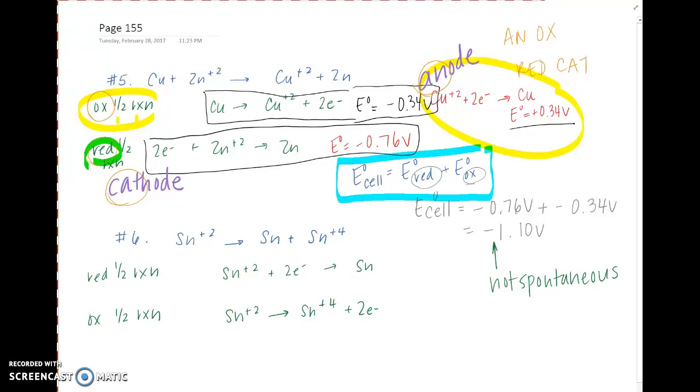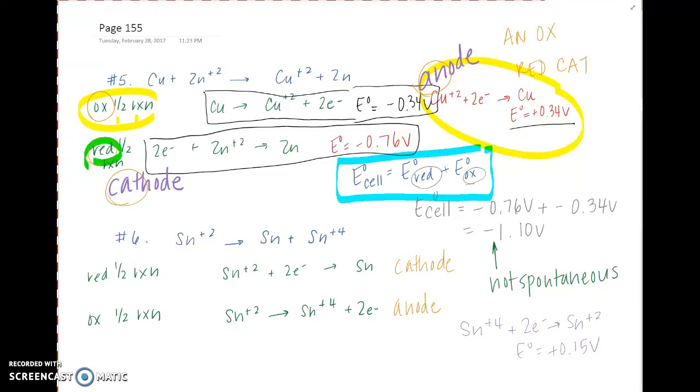So let's look at reaction number 6. Can you please label for me which reaction's happening at the cathode and which one is happening at the anode? So just write the word cathode or anode next to where that would be happening. So this is what you should have gotten if you labeled it correctly.